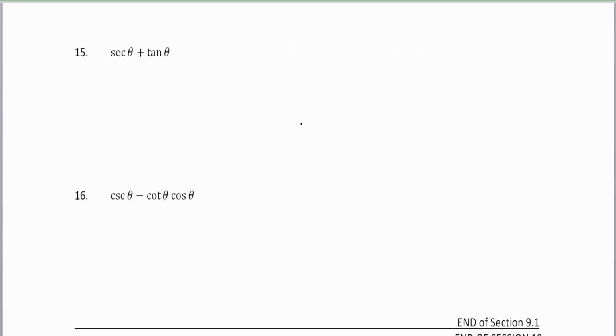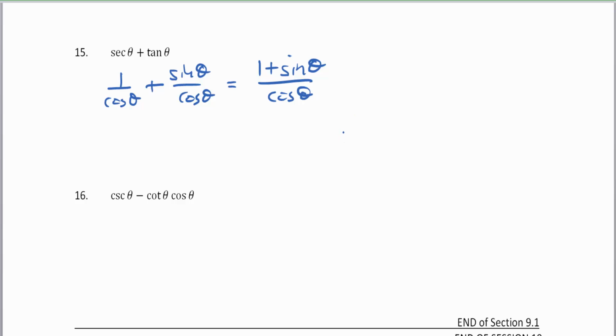So let's go to secant theta. Okay, secant theta. How would we write secant theta? Well, let's write it in terms of 1 over cosine theta. And tangent of theta is sine of theta over cosine of theta. Oh, so great that we have common denominators, because if we have common denominators, we just add the numerator. 1 plus sine of theta divided by cosine of theta. We're done. There's nothing else to do here.